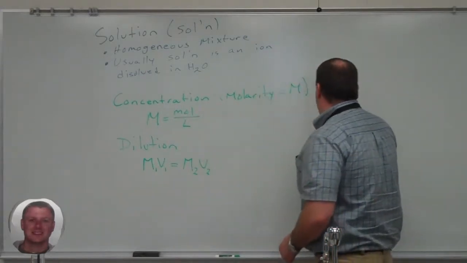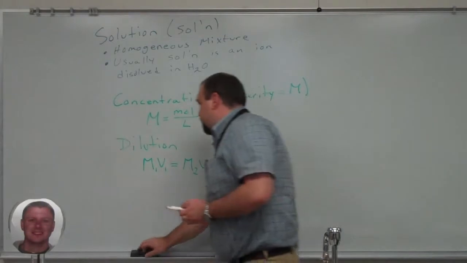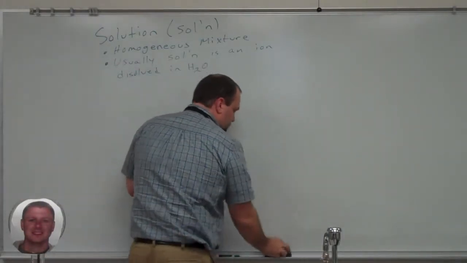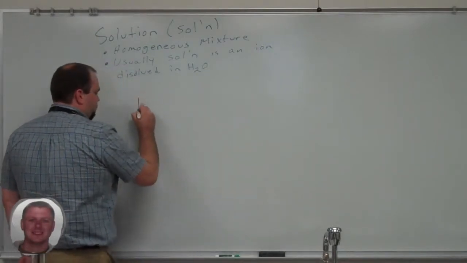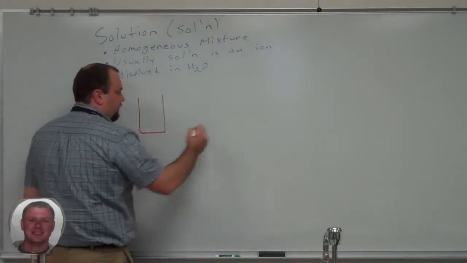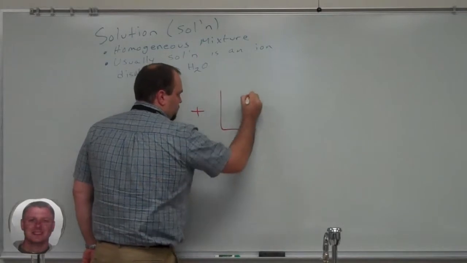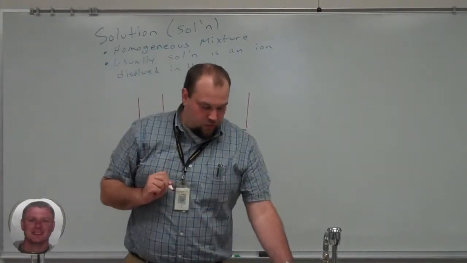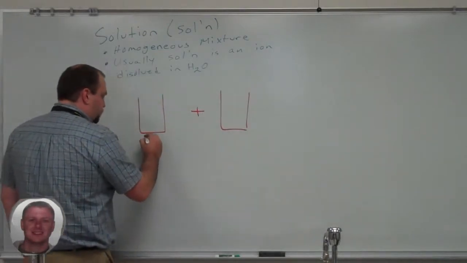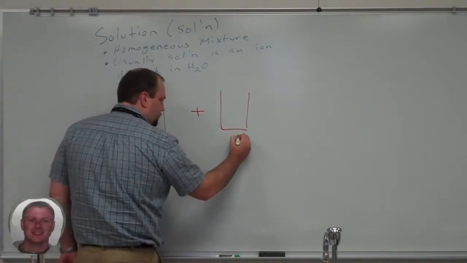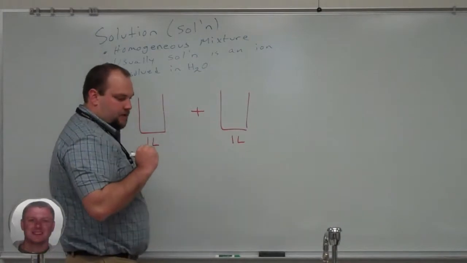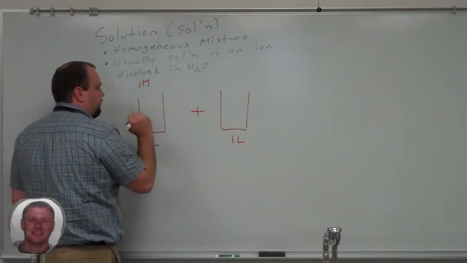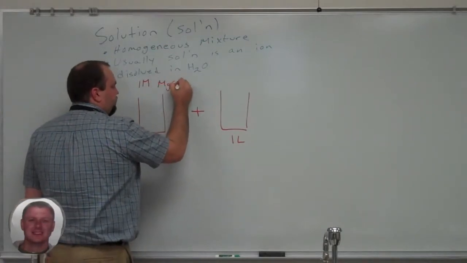So let's start conceptualizing this. Let me erase these right here. And let's pretend I have 2 beakers, beaker 1 and beaker 2. Now let's say both of them are 1 liter beakers. And in beaker 1, I have a 1 molar solution of MgCl2.